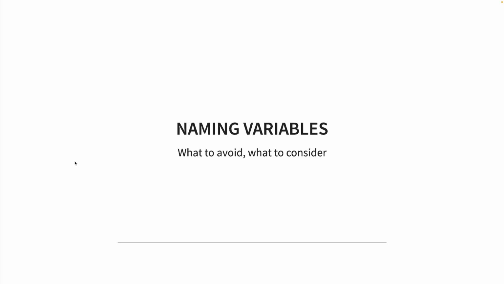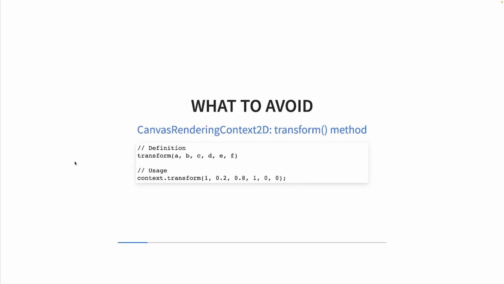Naming variables, what to avoid and what to consider. We're looking at a function from the JavaScript Canvas library called transform. It takes some parameters A, B, C, D, E, and F, and you can see the usage below. Quick question, what does this function do?